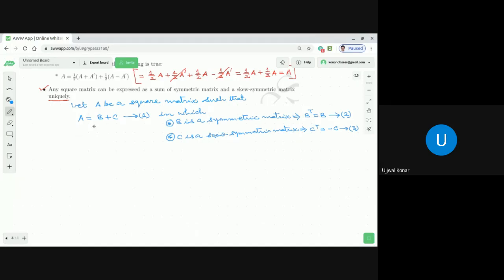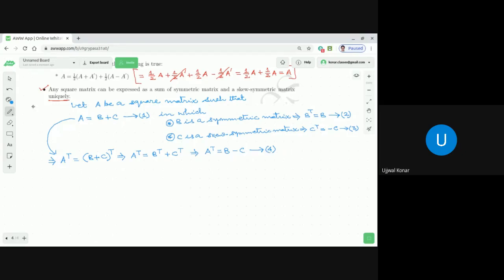Now what I am going to do is that I am going to make a transpose of both the matrices in both the sides of equation 1. So from equation 1, we are going to get A transpose should be equal to B plus C transpose. Not a big deal. This implies A transpose is equal to, from the properties of the transpose of a matrix, dear students, B plus C transpose is equal to B transpose plus C transpose. Now, by means of equation 2, we can write in the right hand side B transpose is equal to B and C transpose is equal to minus C. So what we get, let's give this as equation 4.